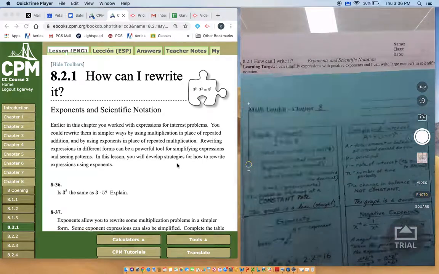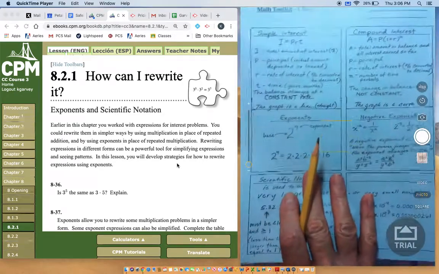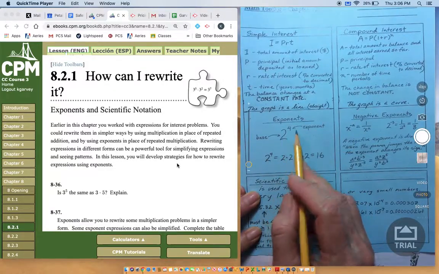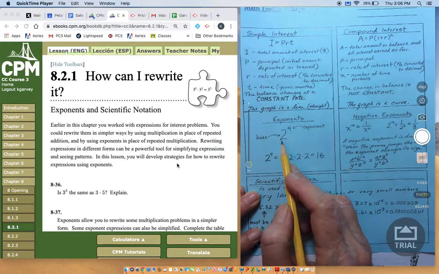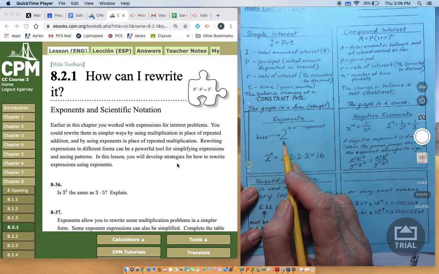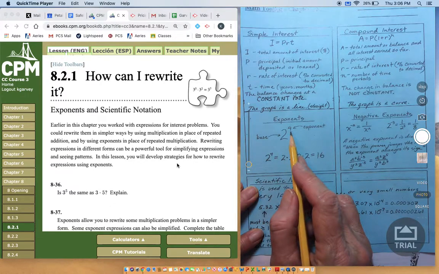I'm going to start with a review of what exponents are. Exponents have a base, and then they have an exponent. So in this case, the base is a 2, the exponent is a 4. What this means is the 2 is multiplied times itself 4 times. So the base is the number being multiplied. The exponent tells you how many times that base is multiplied times itself.